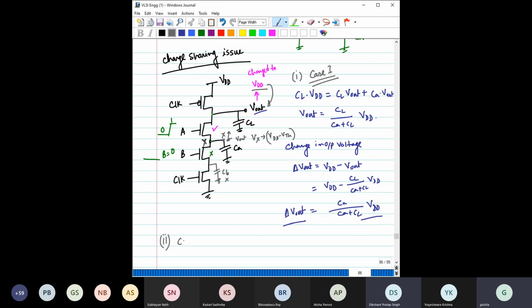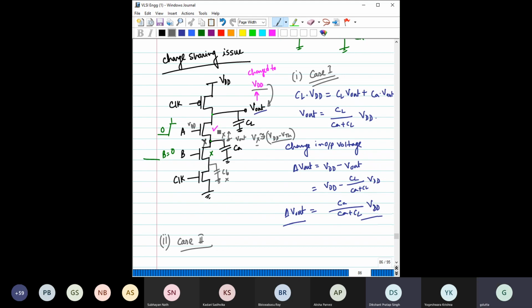Now if you consider the other case, where we are considering that the CA is small. If the CA is small, then due to this charge transfer, the rise of this Vx would be much faster, right? And at a certain point of time, this Vx might reach close to VDD minus VTH. As soon as this Vx reaches this point, this transistor would turn off, right? So once this transistor turns off, no further charge transfer can occur, right?